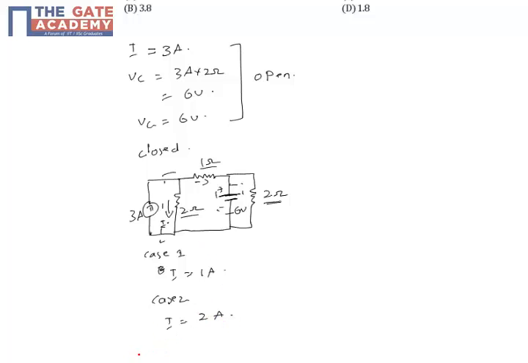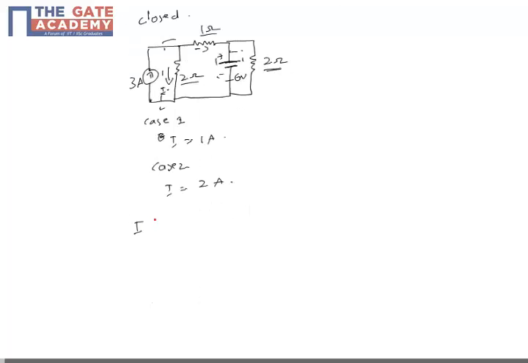So finally, I will be equal to, let's put this in a box, 1 amp plus 2 amp, which is equal to 3 amps. So the correct option is A.